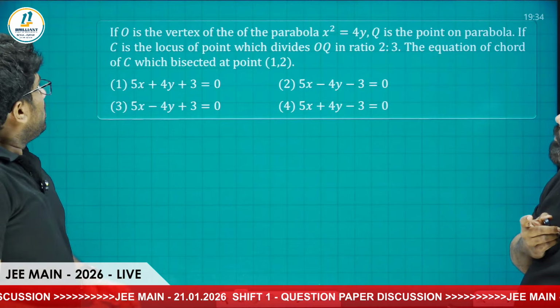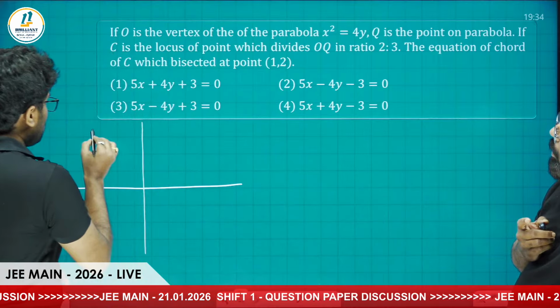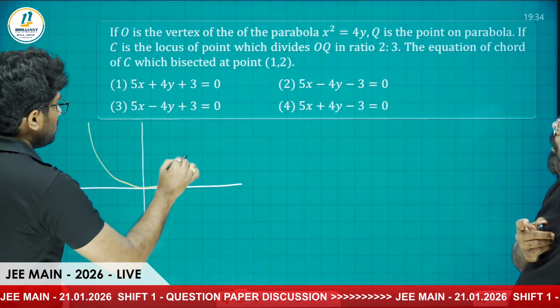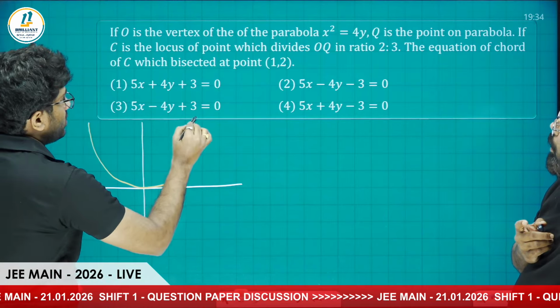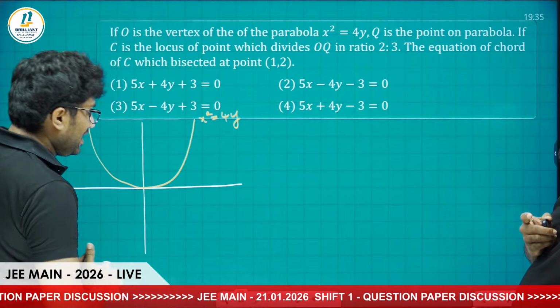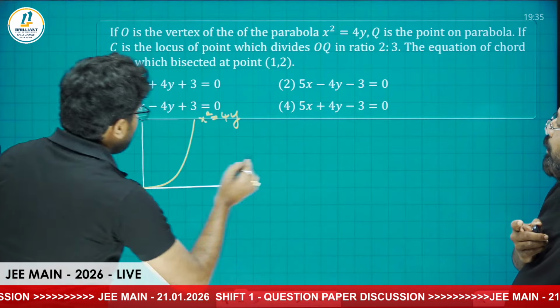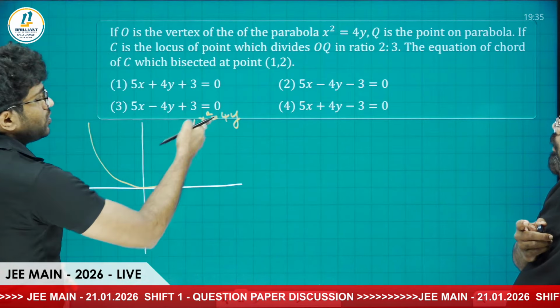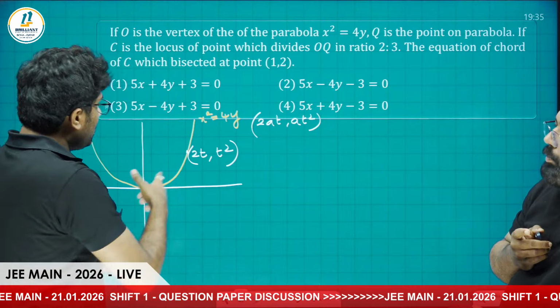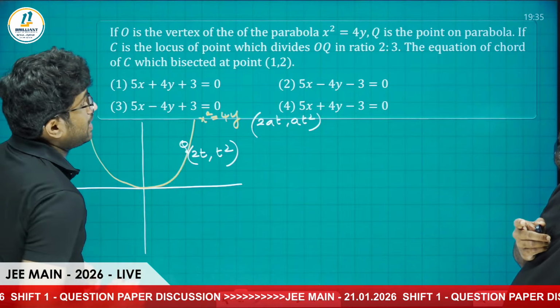Next question. If O is the vertex of the parabola x square is equal to 4y, they have given an upward parabola on the y axis. This is how x square is equal to 4y looks. Now Q is a point on the parabola. Let's take a parametric point on the parabola. The parametric point on the parabola x square is equal to 4y is 2at comma at square. Here a is equal to 1. So 2t comma t square will be any point on the parabola.